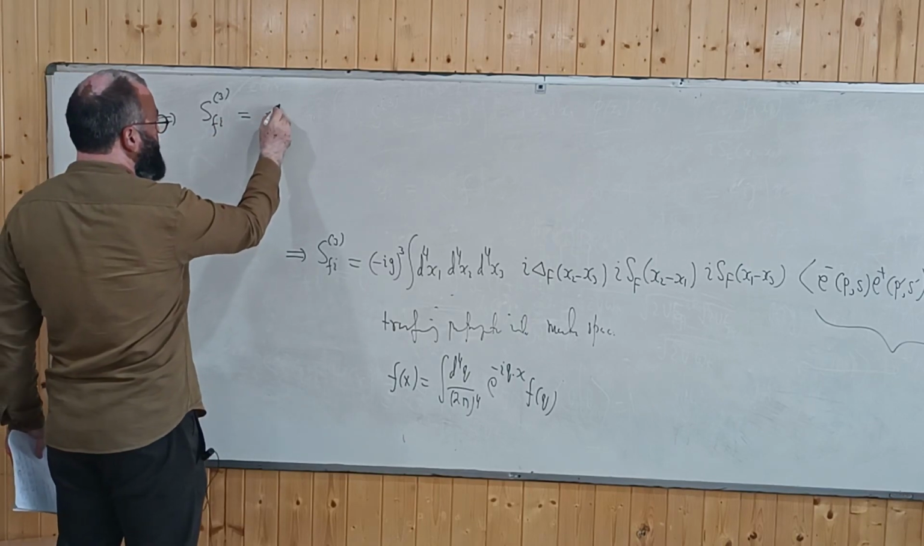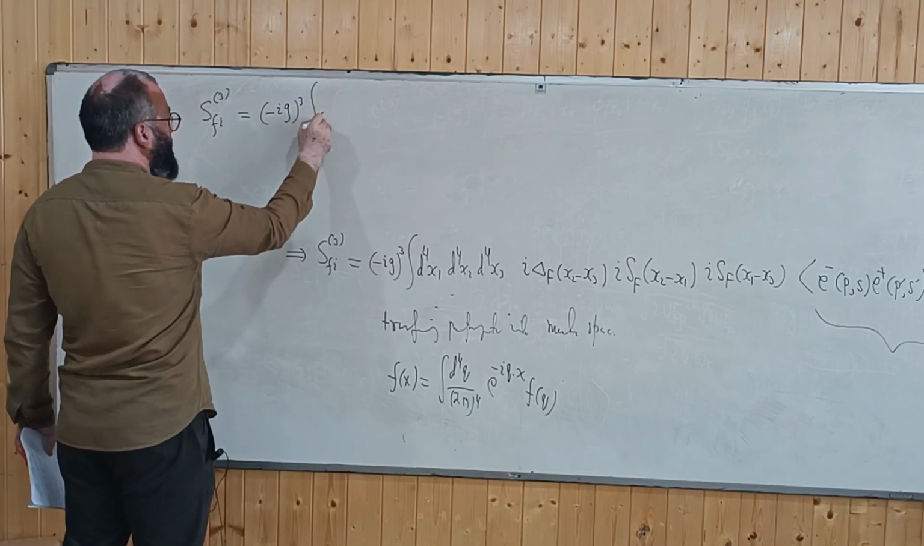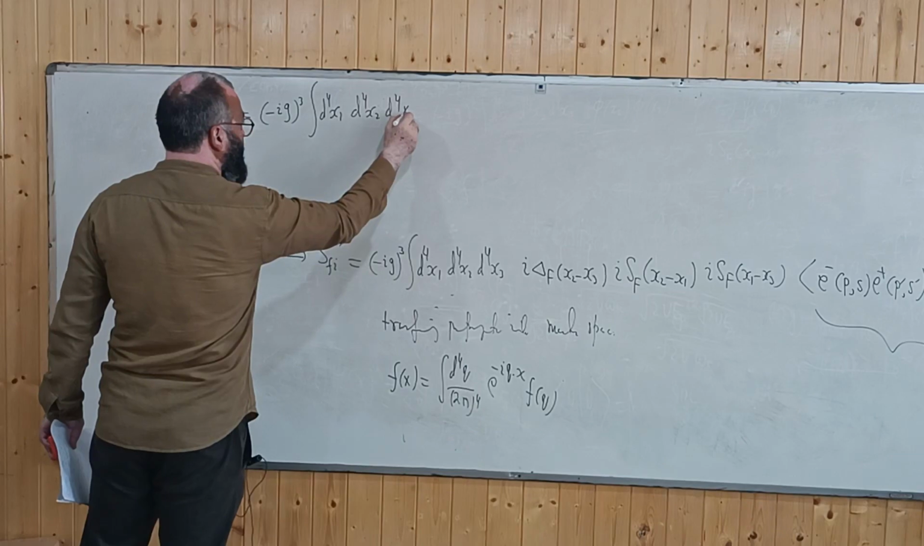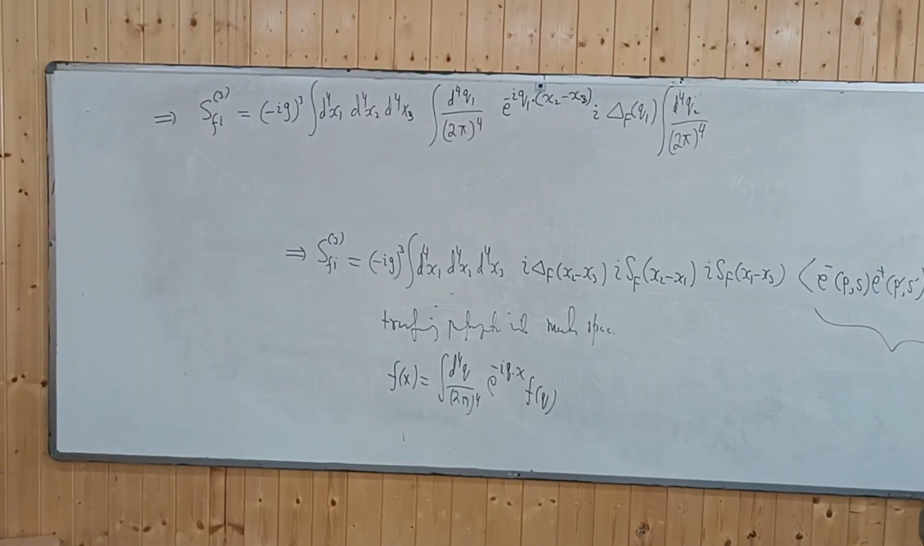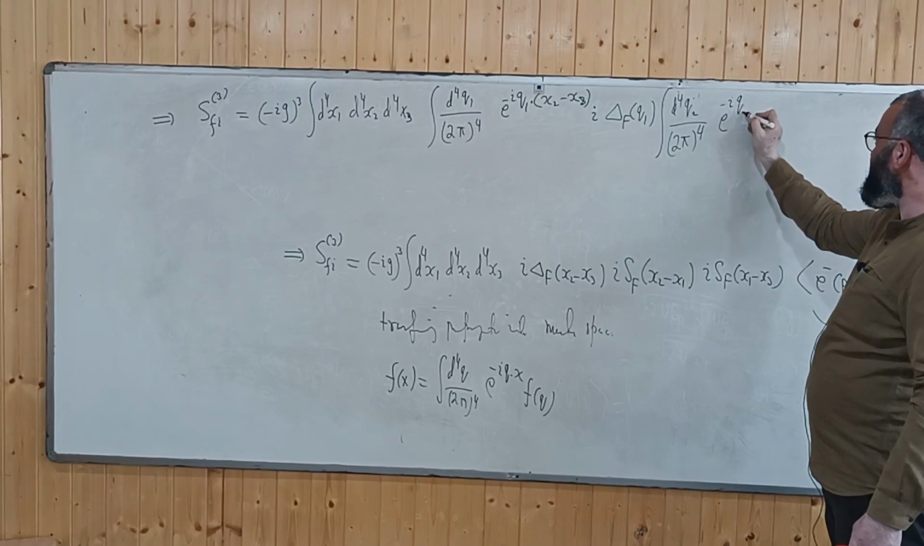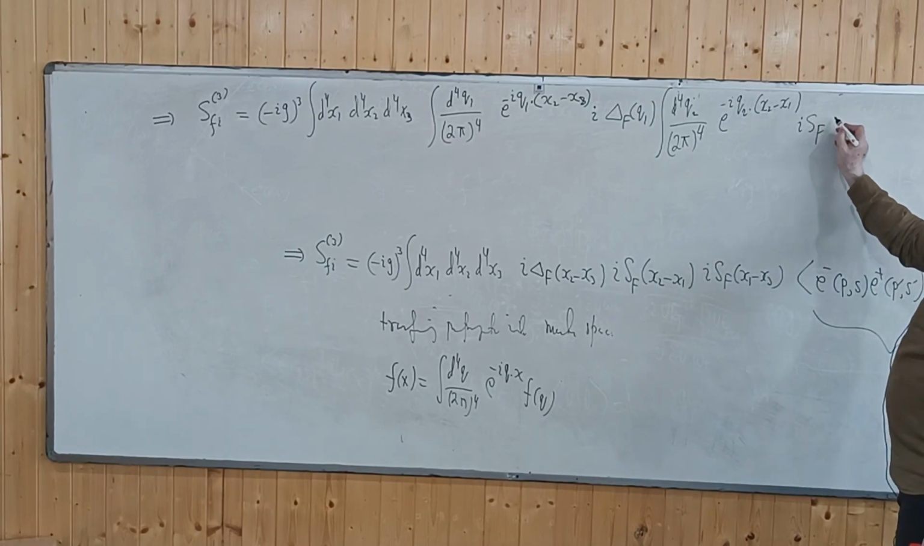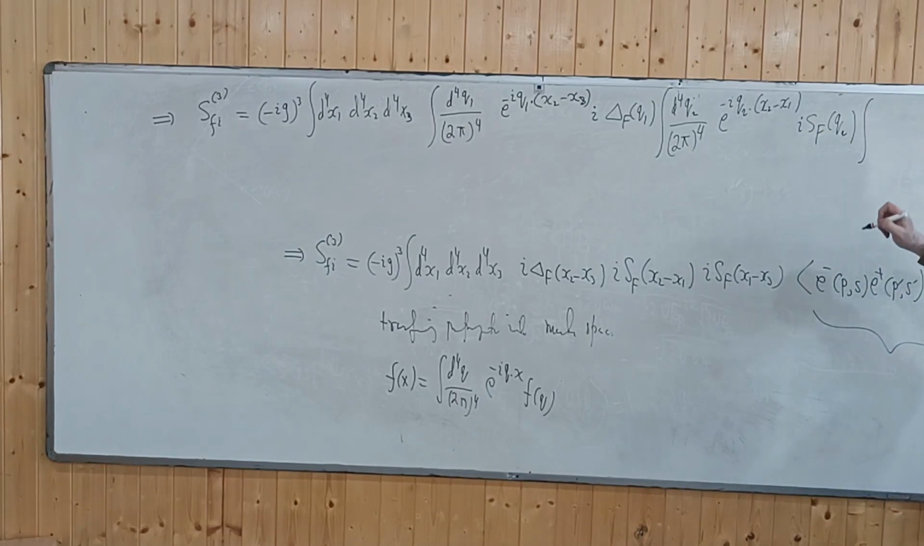Let's write it. So it's minus i g. Then you are having d^4 x1, d^4 x2, this thing e raised to minus i q2 dot (x2 minus x1), then you are having i Δ_F(q2). Then you are having d^4 q3 over (2π)^4, then e raised to minus i q3 dot, what is the argument in this very factor? (x1 minus x3). Then you are having this i Δ_F(q3).